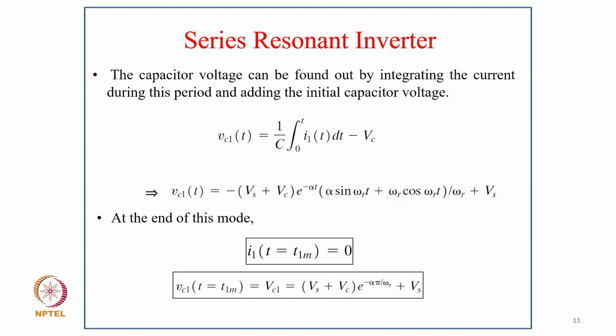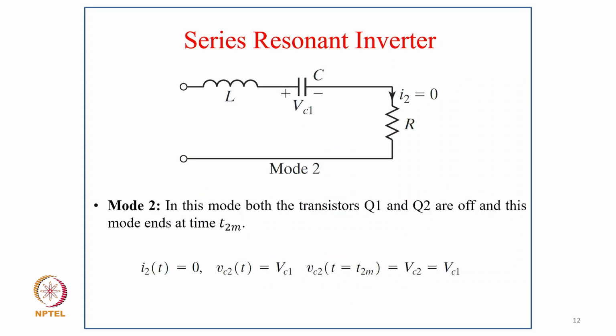So Vc1 as a function of t equal to 1 upon C integral from 0 to t of i1(t) dt minus Vc, where Vc1(t) equal to minus (Vs plus Vc) e to the power minus alpha t times (alpha sin omega R t plus omega R cos omega R t) divided by omega R, plus Vs. At the end of this mode, i1 at t equal to t1m equal to 0, so Vc1 at t equal to t1m equal to Vc1, and that is equal to (Vs plus Vc) e to the power minus alpha pi upon omega R plus Vs.